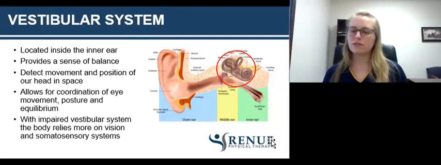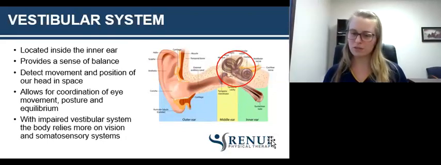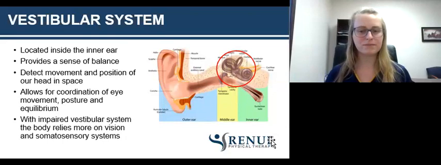Vertigo is a diagnosis when the crystals in your inner ear are out of place, causing the feeling of the room spinning or dizziness, mostly brought on with position changes, like going from sitting to laying down. If the vestibular system is not performing like it should be, your body relies more on your vision and somatosensory systems to maintain your balance.